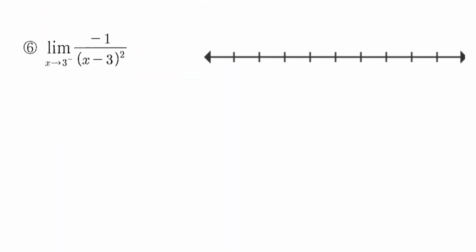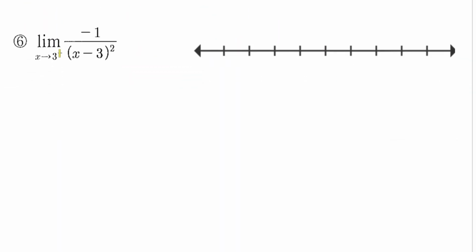Okay, so we move on to question number 6 here. Question number 6 is a little bit better because now they're telling us the side that we're approaching was the left-hand side. So let's go ahead and plug 3 in the middle here, and then let's take a look at the left-hand side of 3. Maybe a good number that we can pick is 2.9. If we do a direct substitution here, we're taking all the x's and replacing those with 2.9.